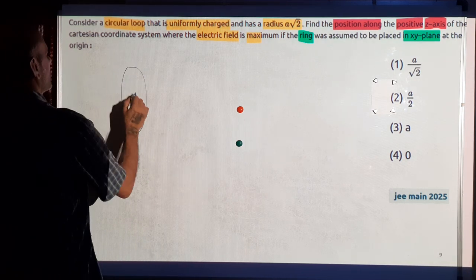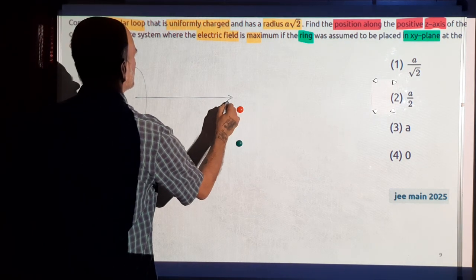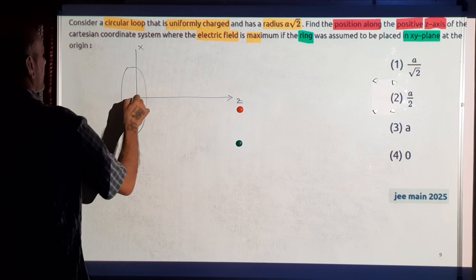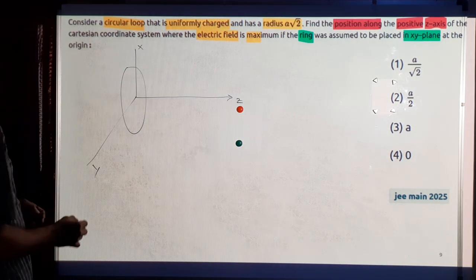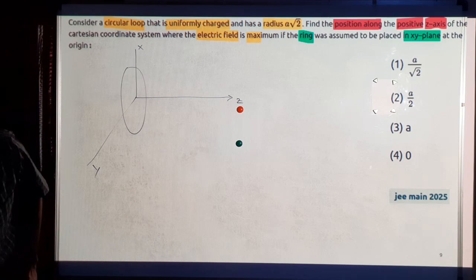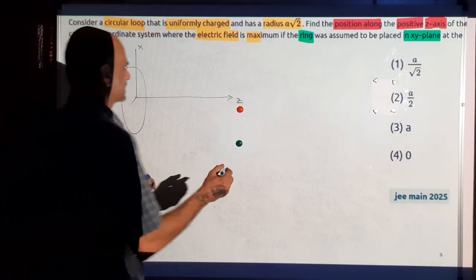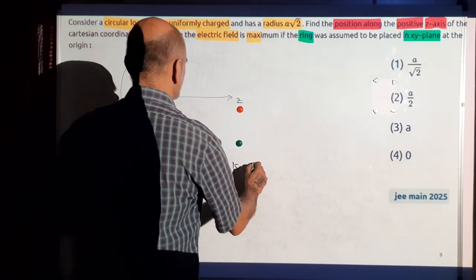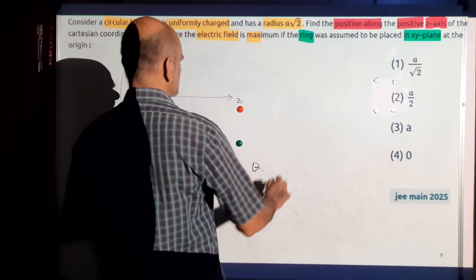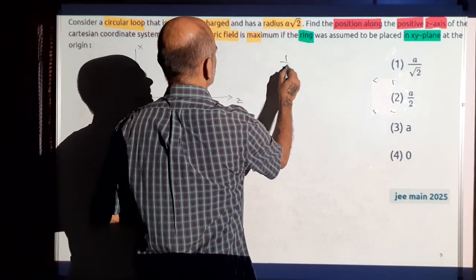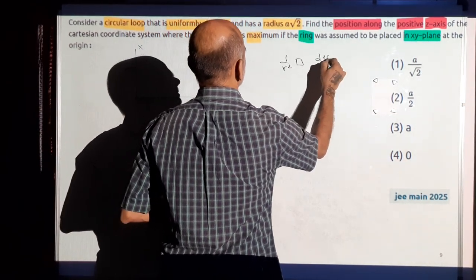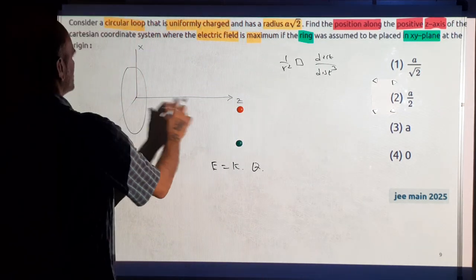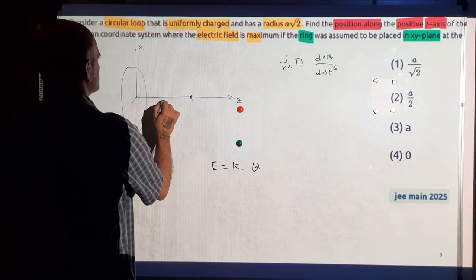So the ring is like this, and this is the axis of the ring, which is the z-axis. So this is x, and y-axis is out of the plane of this board, xy plane. So here we can use the formula straight away. If you remember the formula for the electric field along the z-axis, it's k into the total charge of the ring q into 1 by r square, which will take the form distance by distance cube. 1 by r square dimensionally is the same as distance by distance cube. Suppose I want to find the electric field at this particular distance, say z.